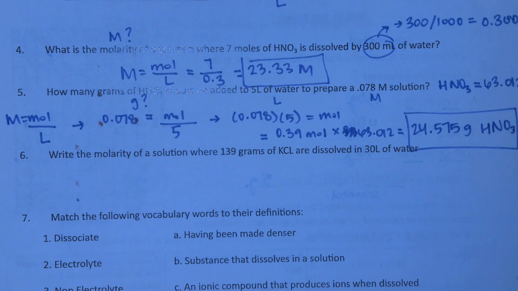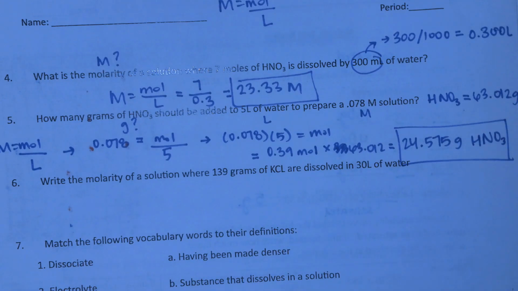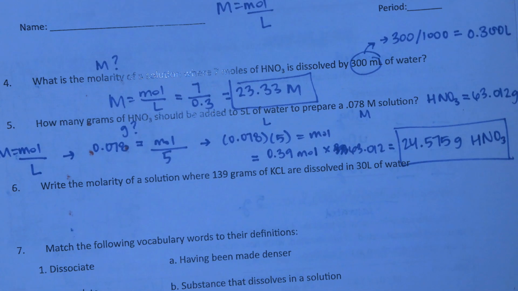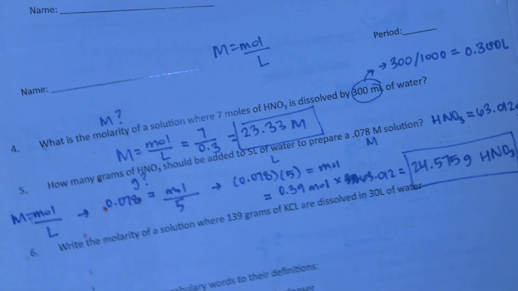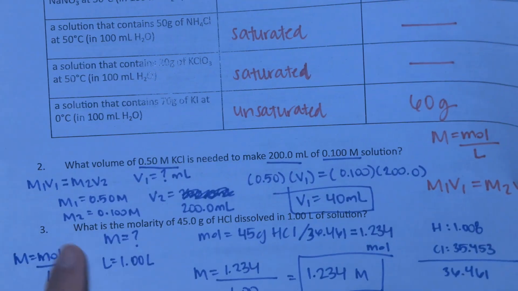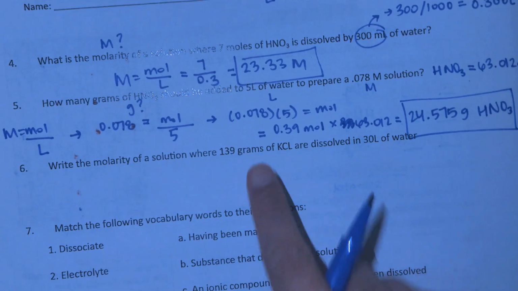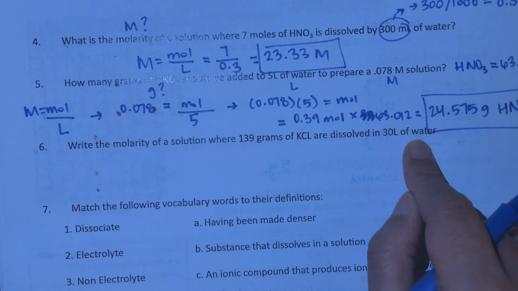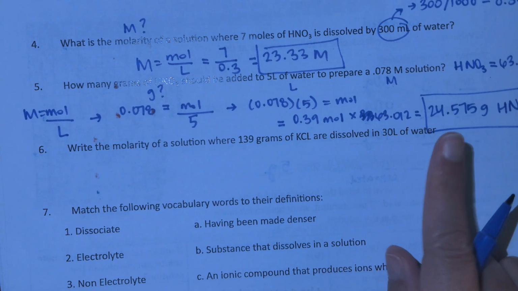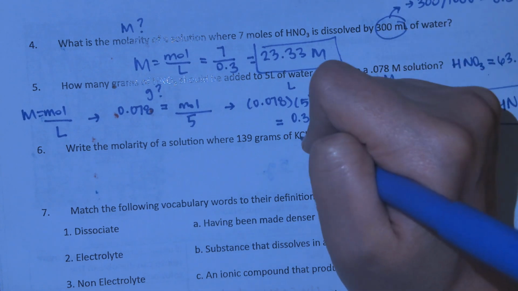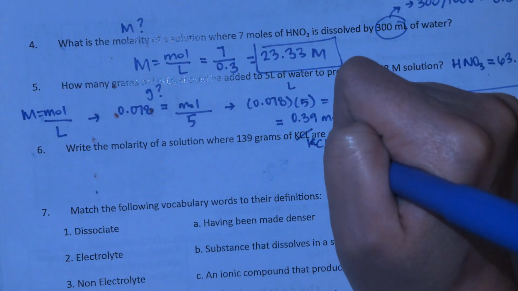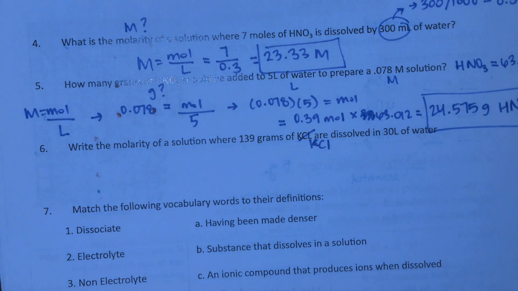Alright, so last problem. Number 6 is very similar to number 3, it's just different numbers. It's asking for molarity, and it's giving you grams and your volume. So go ahead and try to solve this. This is KCl, not capital L. It should be KCl, like that, potassium chloride. So go ahead and try to solve this by yourself. Pause the video, and then once you get it, play the video, and then check your work.